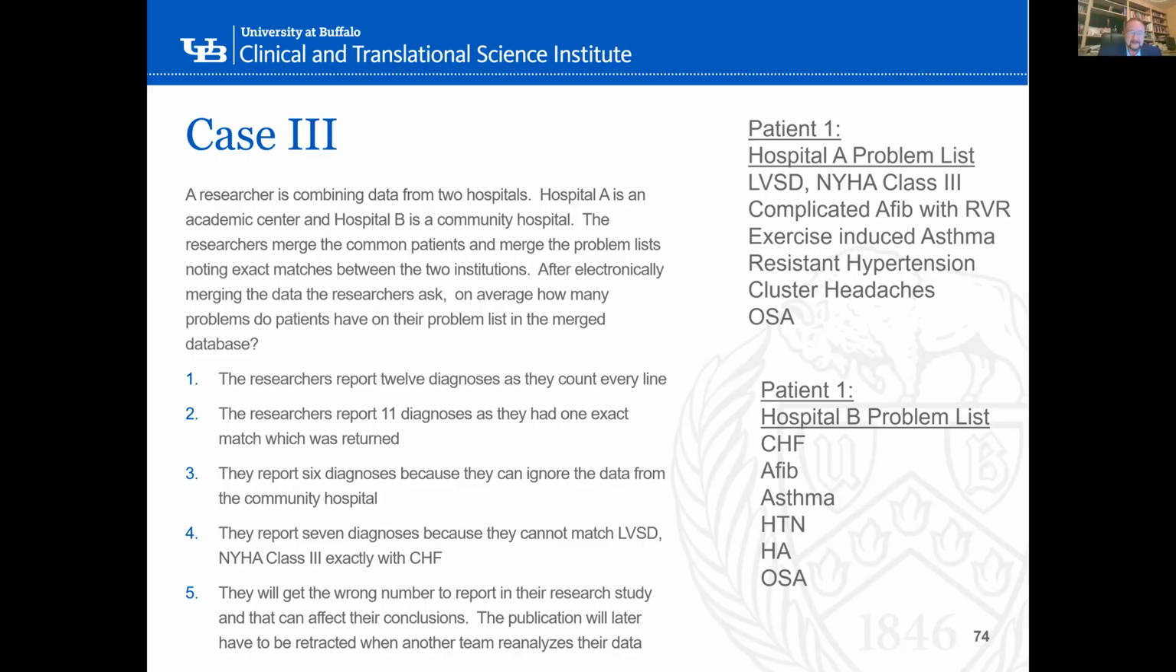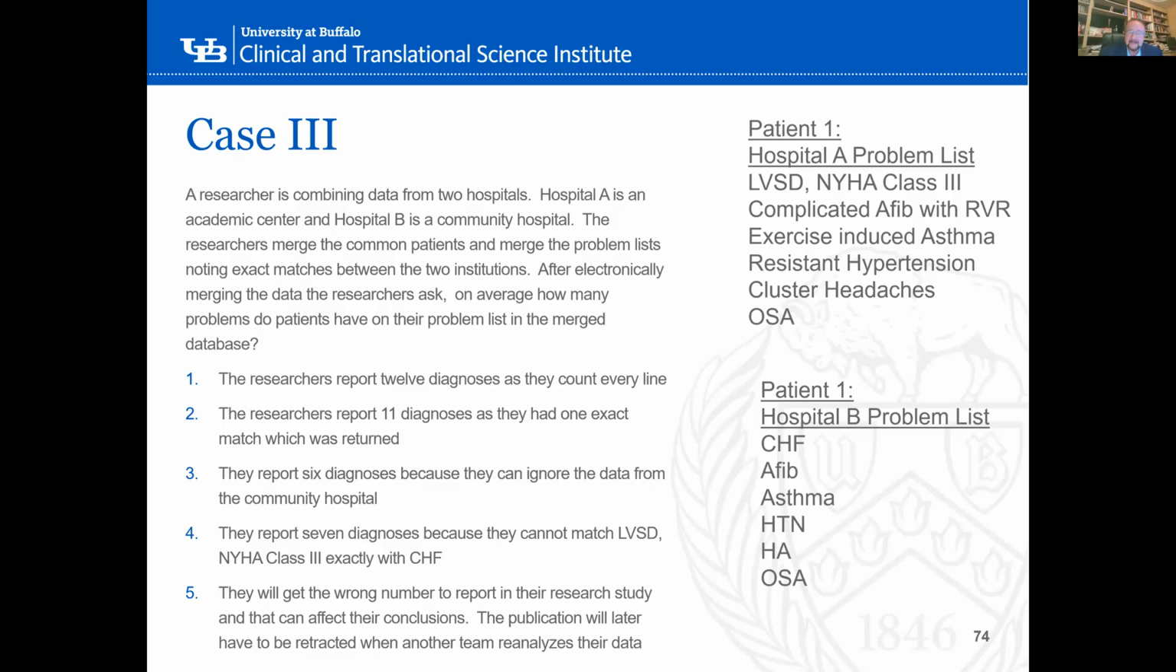So I understand exactly how you're thinking. I would say it a little differently. I would say that, in an academic health center, they're likely to give you more specificity about the diagnosis than a community hospital might. So, congestive heart failure: one of the types of congestive heart failure is left ventricular systolic dysfunction, New York Heart Association class 3. So it's a subtype.